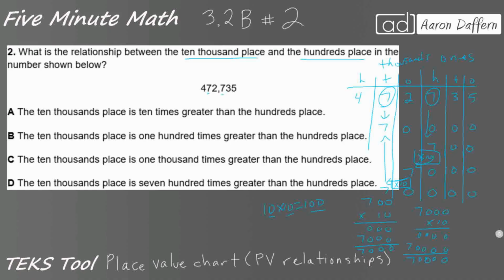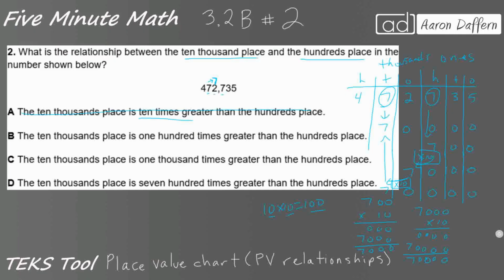So let's look at our answer choices. The 10,000s place is 10 times greater. Now, if it were 10 times greater, it would be right next to it. If I were to put a 7 right here, they have to be the same digit for this to work. That would be 10 times greater because they're right next to each other. Because remember, one spot to the left is just 10 times greater.